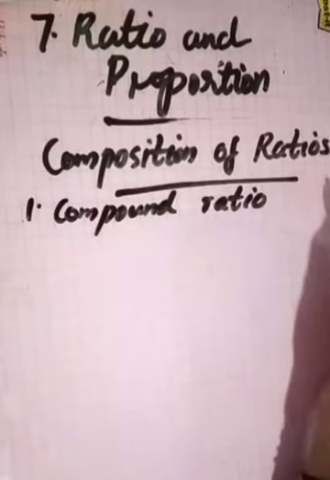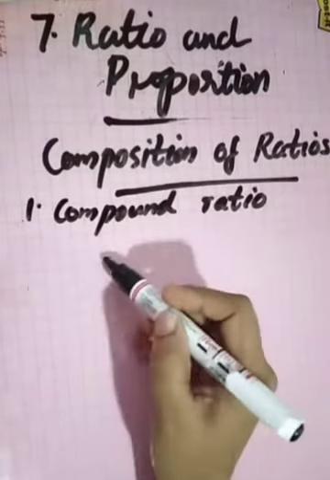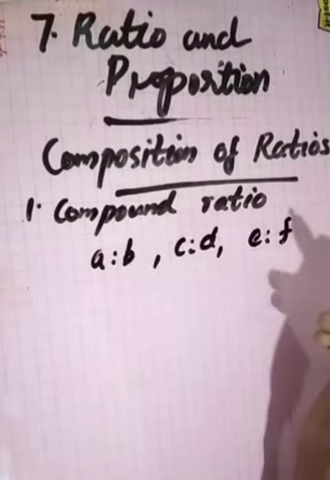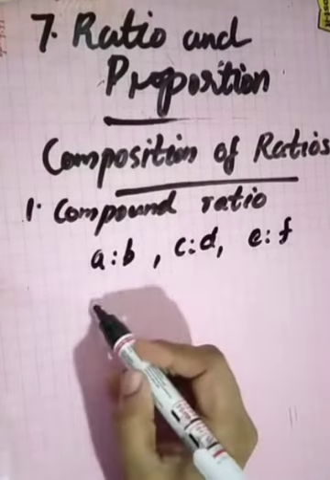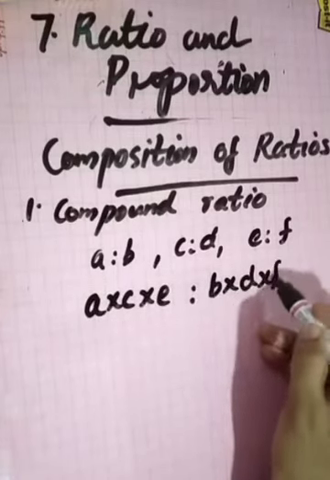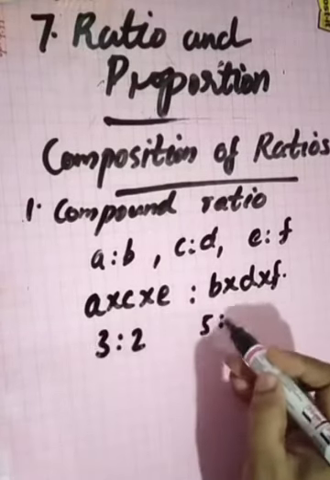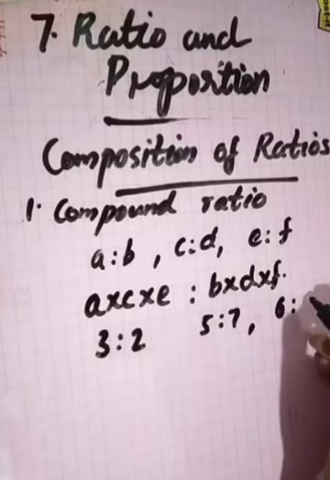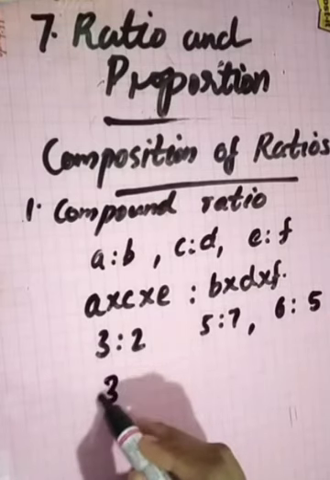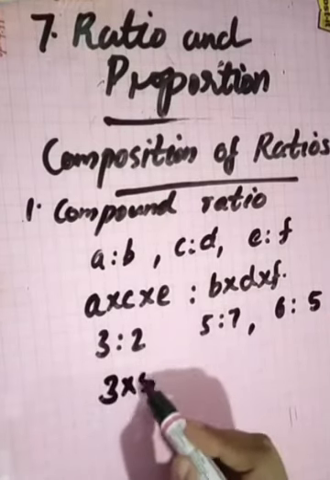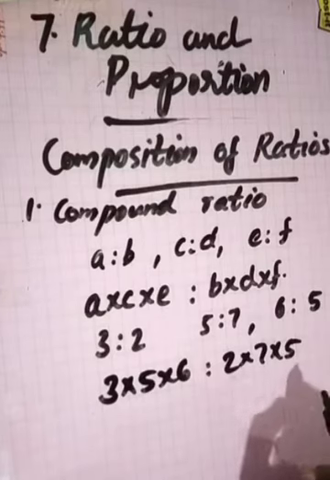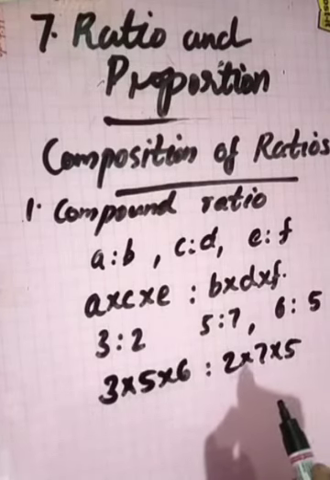Next is composition of ratios. First one, compound ratio. If A is to B, C is to D and E is to F are three given ratios, the compound ratio can be calculated as A into C into E is to B into D into F. For example, 3 is to 2, 5 is to 7 and 6 is to 5 are the three ratios. How can we find the compound ratio? Yes, multiply the antecedents, the first terms: 3 into 5 into 6 is to 2 into 7 into 5. Then simplify this and we get the ratio in its lowest terms. Thus we calculate the compound ratio.